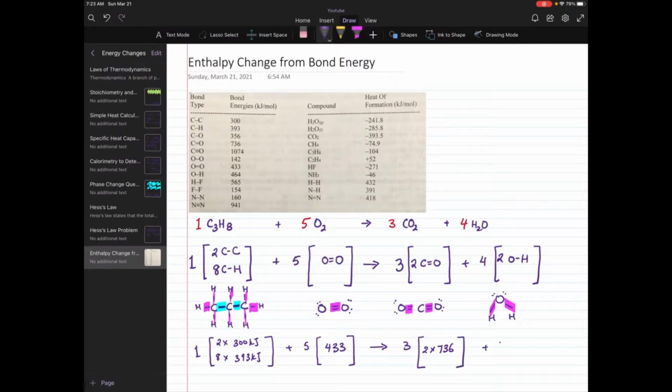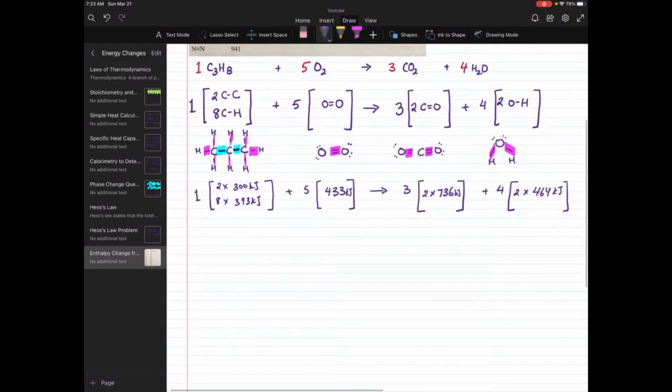Okay, plus we have 4 times 2 times the oxygen single bond to the hydrogen, and for that the amount of energy is 464 kilojoules. Okay, now we have all the energies. We can calculate the sums on the left, sums on the right. And that's just a matter of taking the calculator and plugging all the values in to find the numbers. 2 times 300 plus 8 times 393 plus 5 times 433.